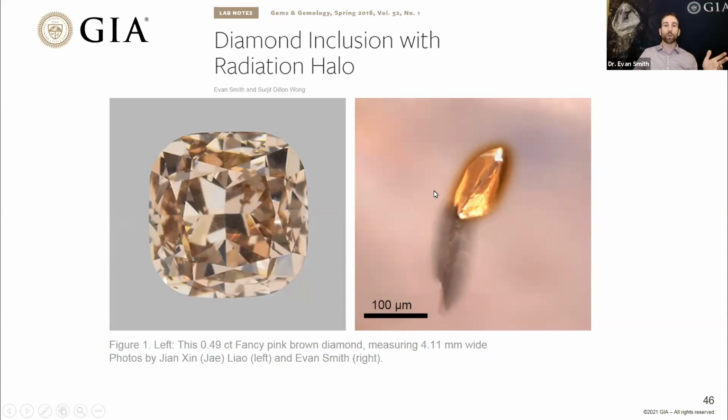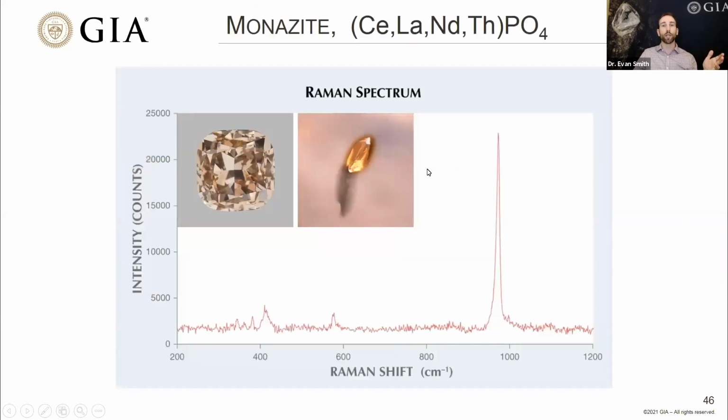And I did Raman spectroscopy on this particular mineral inclusion and found that it is a very rare kind of inclusion in diamond. It's called monazite. And the most common kind of monazite is cerium-rich monazite. It's like a cerium phosphate mineral. But it's also possible to have these other elements substituting in there. And one of the elements that can substitute into this crystal is thorium, and thorium can be radioactive.